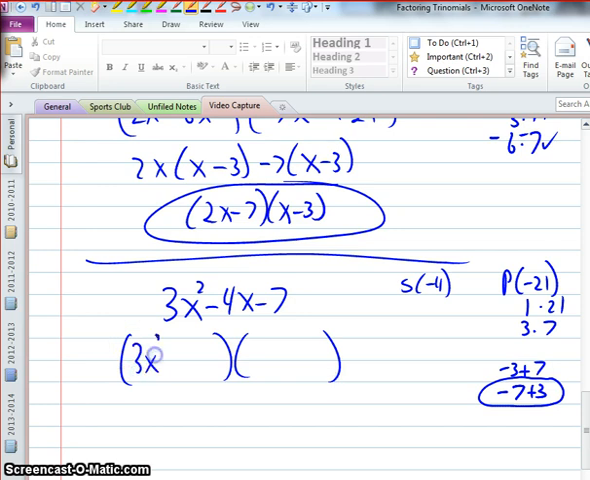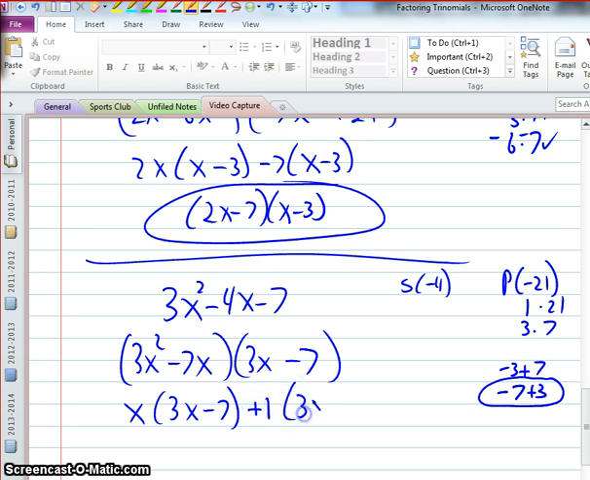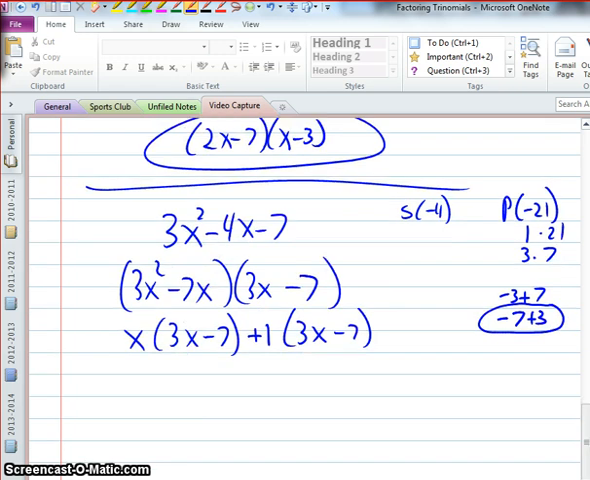So 3x squared at the beginning, negative 7 at the end, and then I'm going to put negative 7x here and positive 3x here. I've got x as the GCF for the first one, and then notice I don't have a GCF here. They don't have anything in common. So in that case, 1 is always a GCF when you can't find anything better, so we wind up with x plus 1 times 3x minus 7.